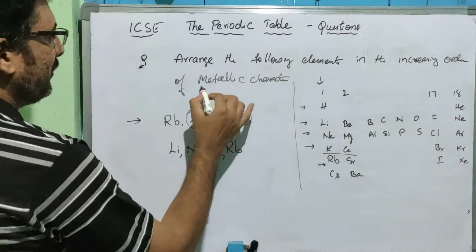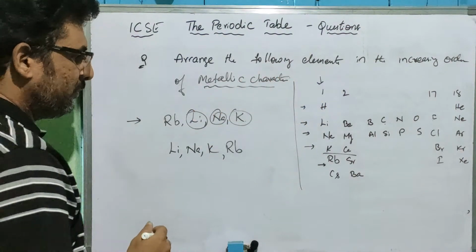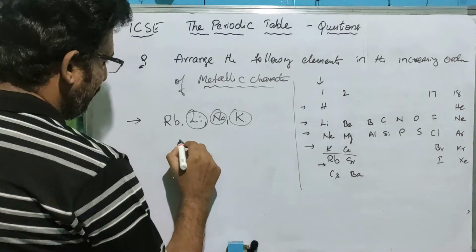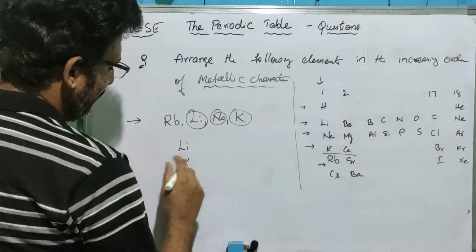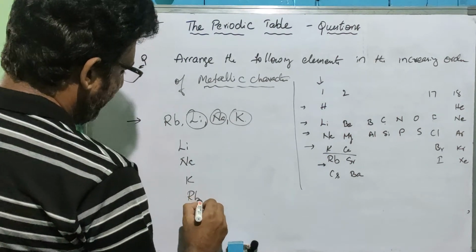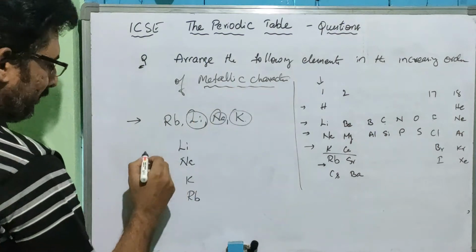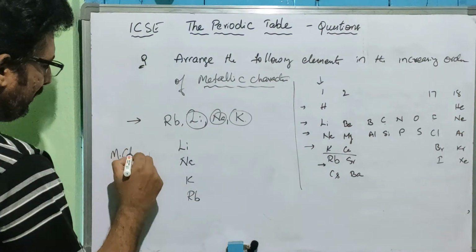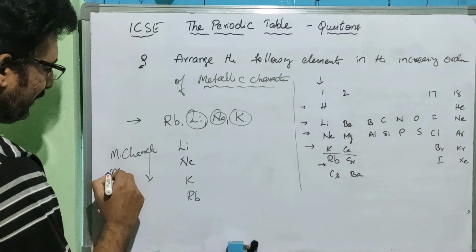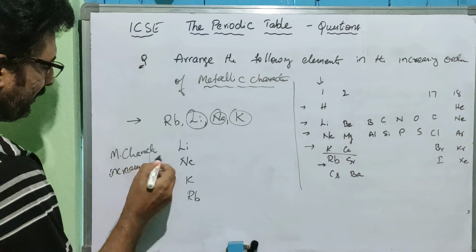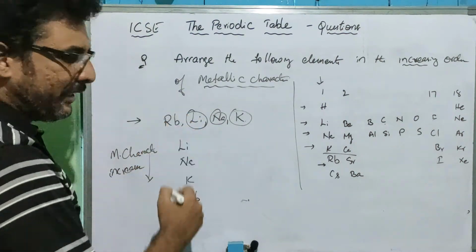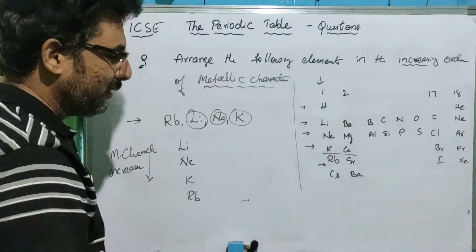And what is the property here? Metallic character. So they're in the group, and we write them from top to bottom. First lithium, then sodium, potassium, rubidium. So down the group, what happens to the metallic character? It increases. We know that the metallic character increases down the group. So this is the increasing order of metallic character when you move from top to bottom in the group.